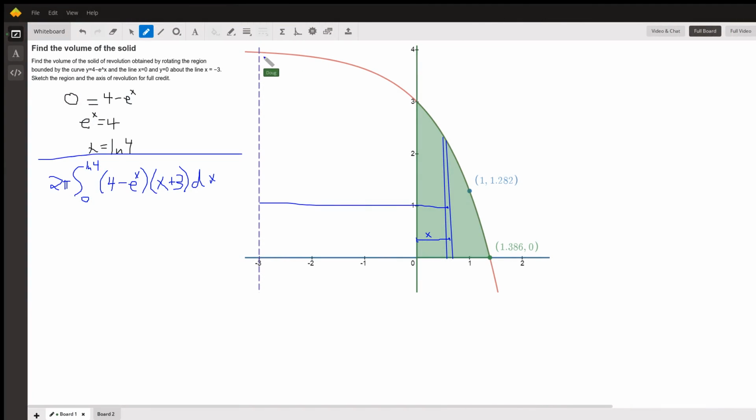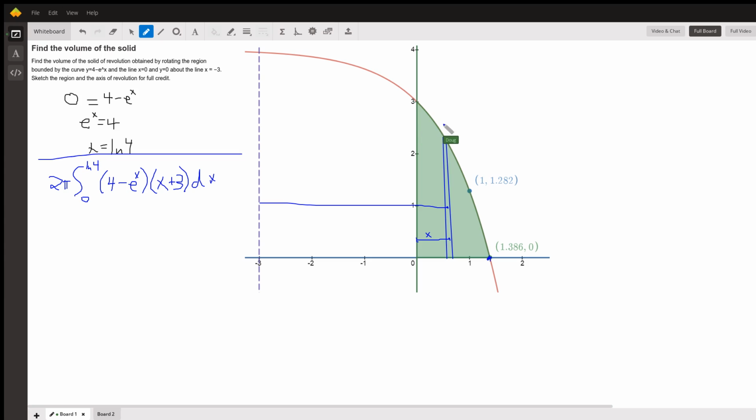Okay, the red graph over here shows you the graph of y equals 4 minus e to the x. And we want to find the volume of the solid of revolution where the area being revolved is bounded by that curve and the line x equals 0 and y equals 0. So basically we have to start out by finding this point of intersection right here, which I did right here. That point occurs when y is 0, and if I solve for x, I get the natural log of 4.